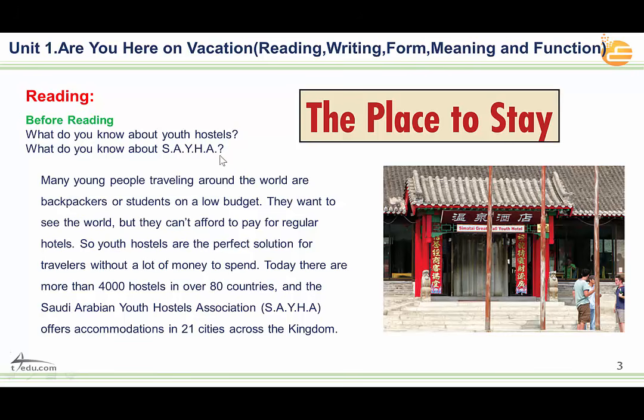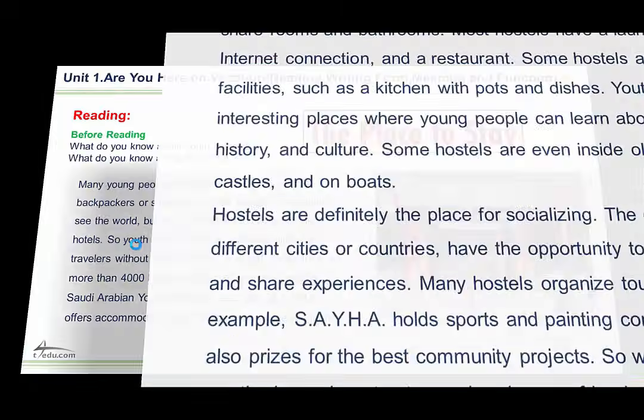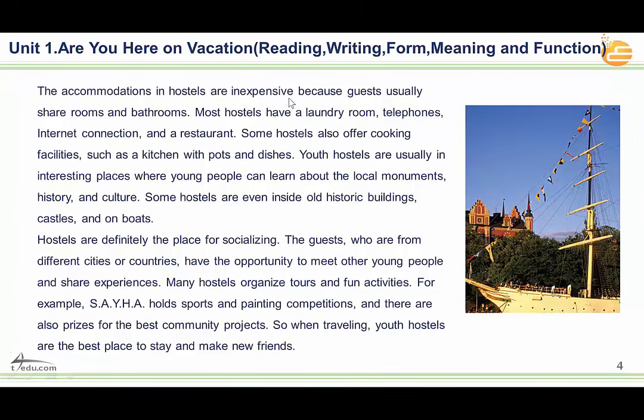So listen everyone. The place to stay. Many young people traveling around the world are backpackers or students on a low budget. They want to see the world, but they can't afford to pay for regular hotels. So youth hostels are the perfect solution for travelers without a lot of money to spend. Today, there are more than 4,000 hostels in over 80 countries, and the Saudi Arabian Youth Hostels Association, SAYHA, offers accommodations in 21 cities across the kingdom.